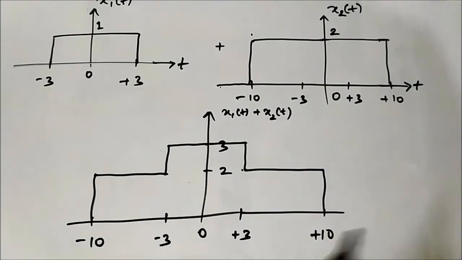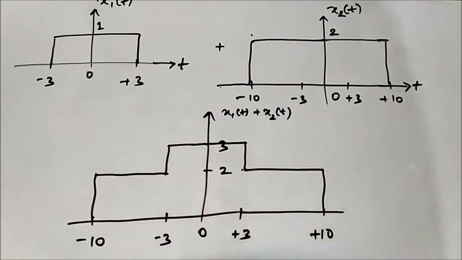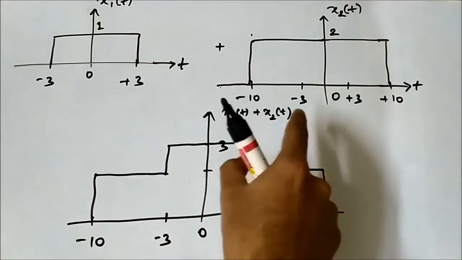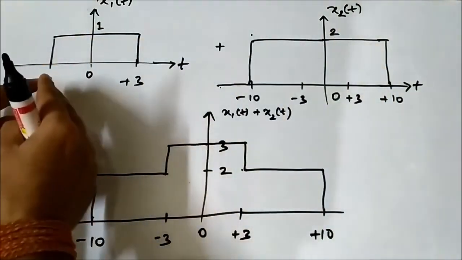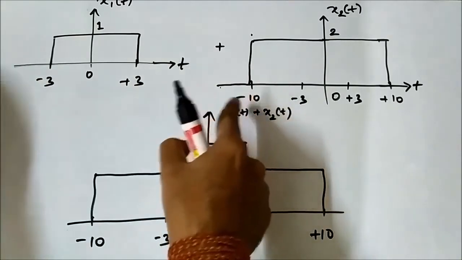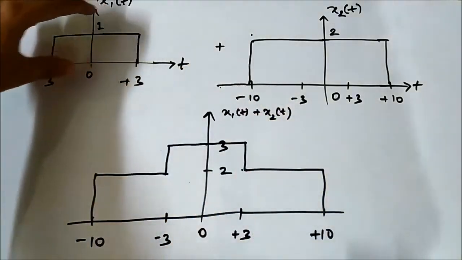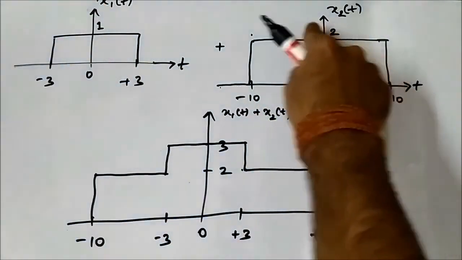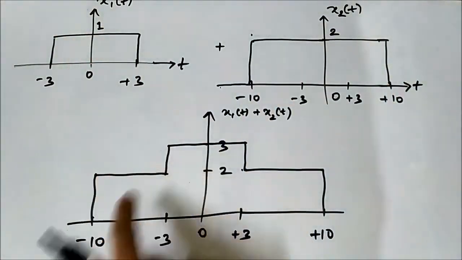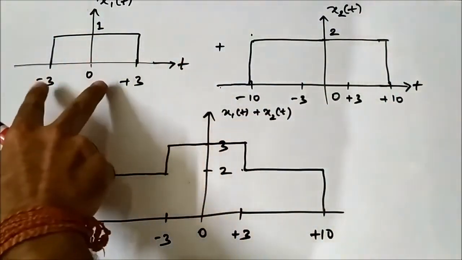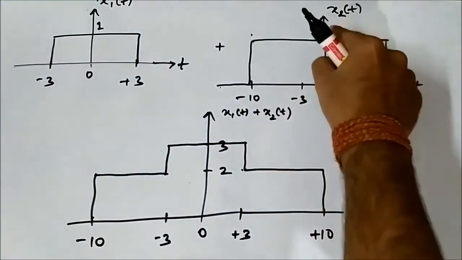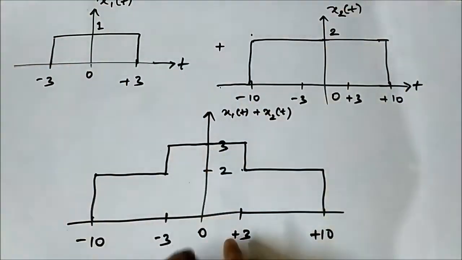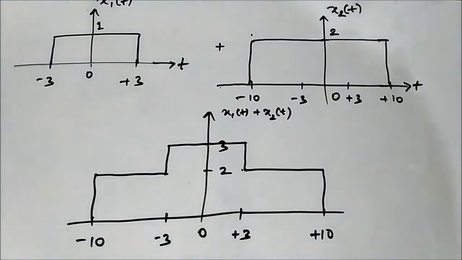Okay, so this is how you have to do it. Two rectangular pulse functions. This is of amplitude 1, this is for 2. From -3 to -10 and from +3 to +10, x1(t) is 0. So it was just 0 plus 2, which is 2. Then in between -3 to +3, x1(t) is 1, and this is -3 to +3, it is 2. So 1 plus 2, 3 between these two durations. So we got the signal x1(t) plus x2(t).